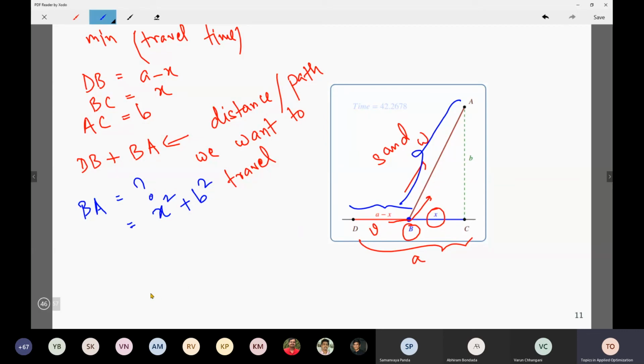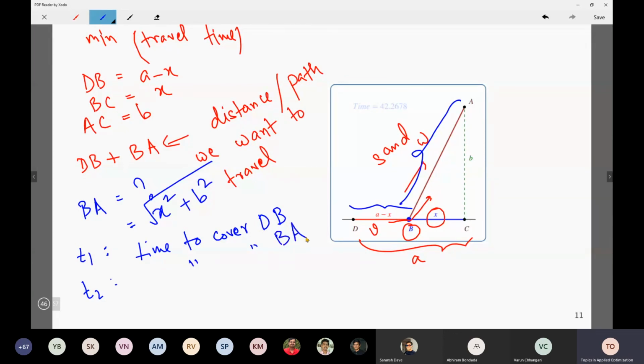So the total time in this case is, let us say T1 be the time to cover dB, and T2 the time to cover BA. BA will be the square root of x square plus b square. And the total travel time we are talking about is the sum of these, right?